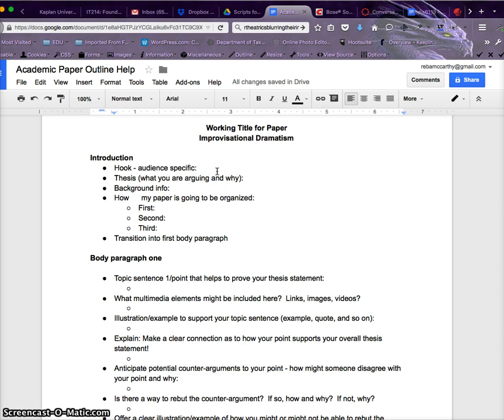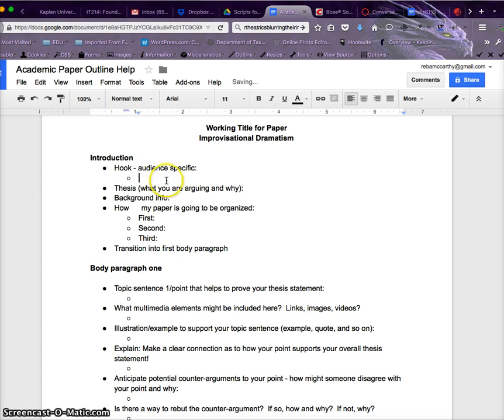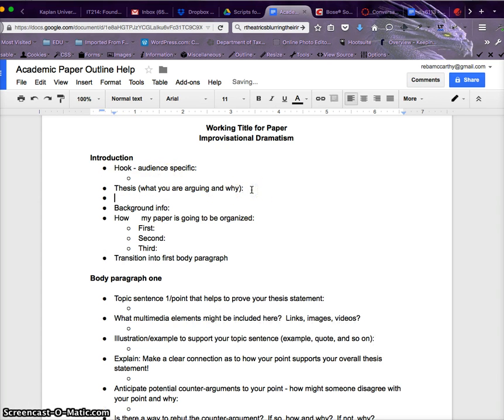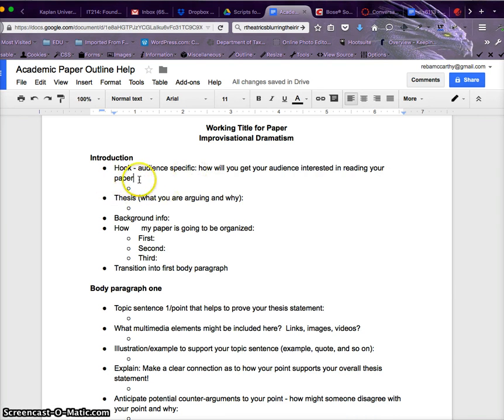Now, I have boiled down my introduction to include the following elements that I think can be very helpful. First is the hook. The hook is basically a way to get your audience interested. And I'll put that down there. How will you get all right, so you want to, it's audience specific.